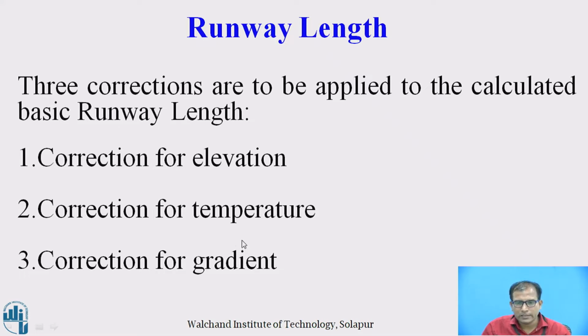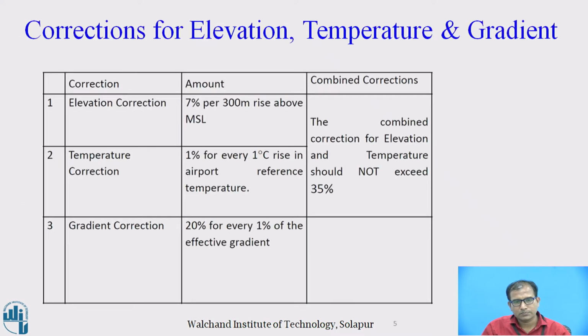Now we'll solve some numerical examples to understand how to calculate the runway length after applying these corrections. We already know the various corrections and their rates. For the elevation correction, it is 7% for every 300 meter rise above MSL. Whatever the given elevation above MSL, we take that into consideration and calculate the appropriate correction length. And for temperature correction, after the elevation correction, we apply the temperature correction, that is 1% for every 1 degree rise in the airport reference temperature.